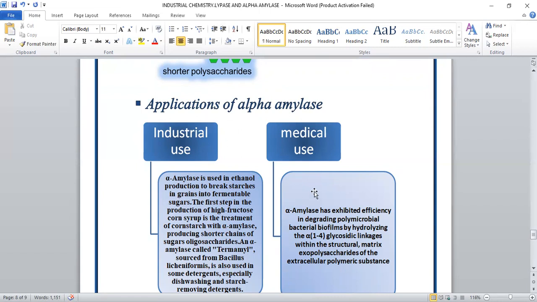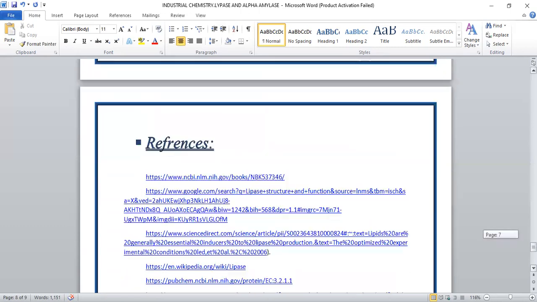What is its medical use? It has exhibited efficiency in degrading polymicrobial bacterial biofilms by hydrolyzing the alpha glycosidic linkages within the structural matrix exopolysaccharides of the extracellular polymeric substances. So these are the applications of alpha amylase.